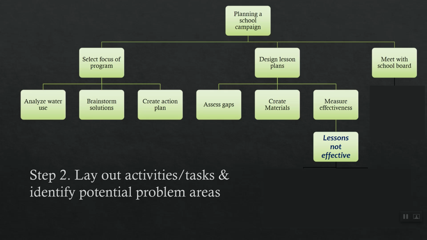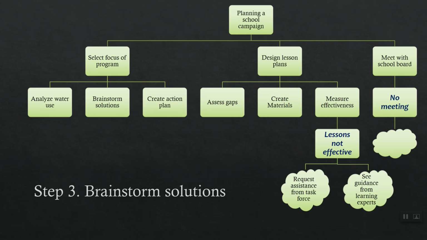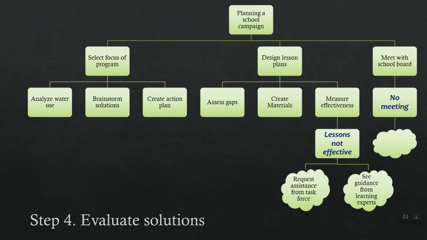After 2 levels, ask what could go wrong, or what various paths could this step take. Identify the potential problem areas. Brainstorm countermeasures for each contingency. And then evaluate the solutions in advance.